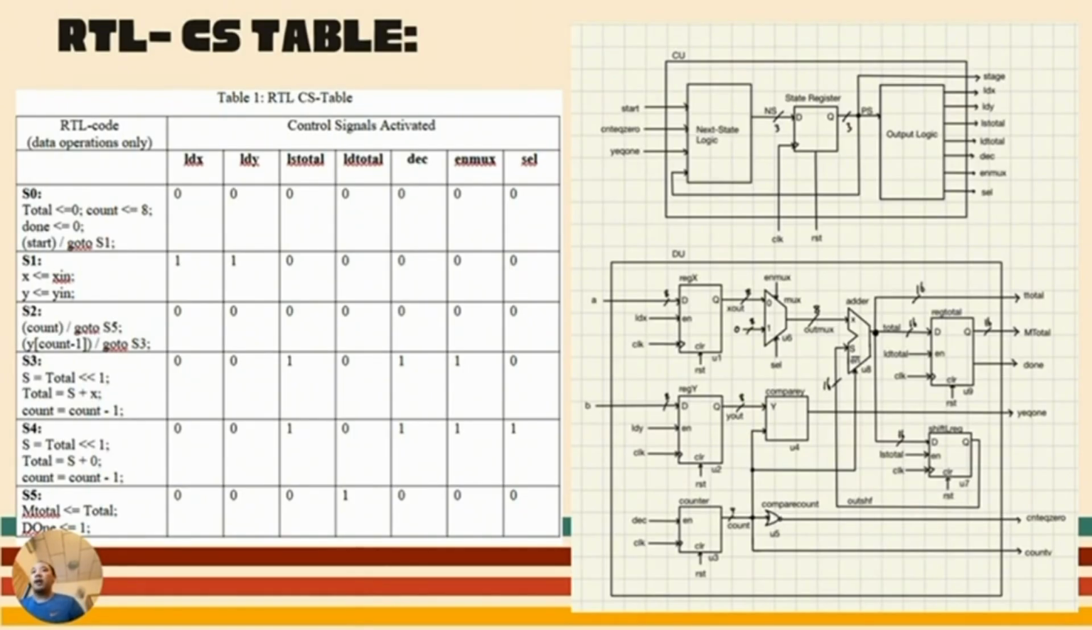Then on the right hand side we can see the FBD of our CU and DU. Some of the outputs of the DU are used to control the next state logic in the CU, and the outputs of the CU are used to control the DU.